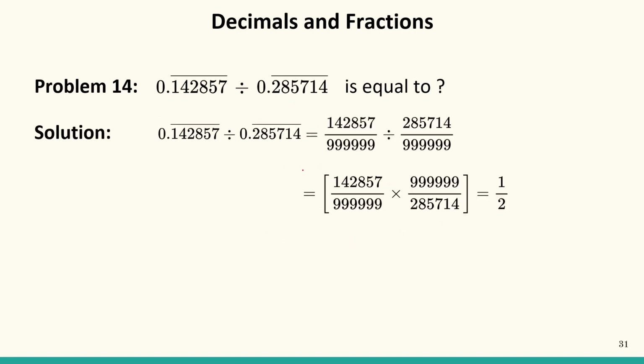So what will be left with us is this number divided by this number. So we take the reciprocal and multiply them. We took the reciprocal of this number and multiplied with this. So these two will cancel each other out, and what we are left with is this into this. So this is nothing but 142,857 into 2, which is 285,714. That is why this is equal to this. That is actually equal to 0.5 in decimal form. So this is the final answer.